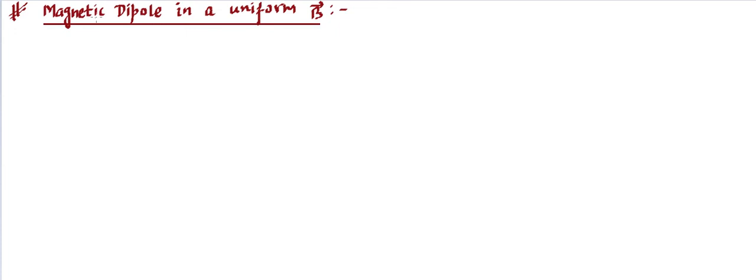Now let's consider what happens to this magnetic dipole when it is placed in a uniform magnetic field. So in a uniform magnetic field, we are placing a magnetic dipole. Let's say we have a dipole of this rectangular geometry, and in this space a magnetic field is present. Let's say that magnetic field is uniformly distributed and it is into the plane, and it is B.